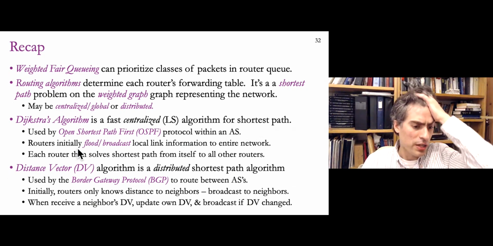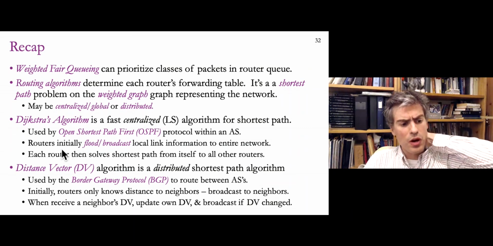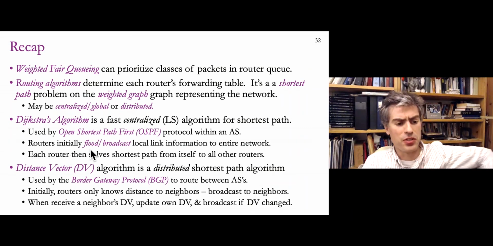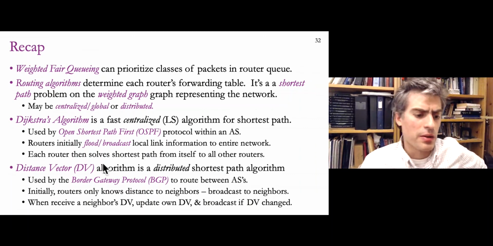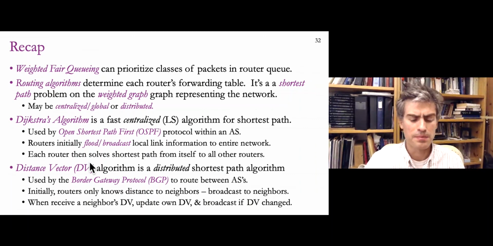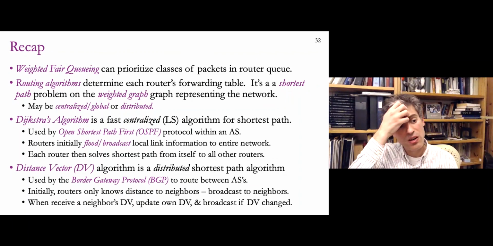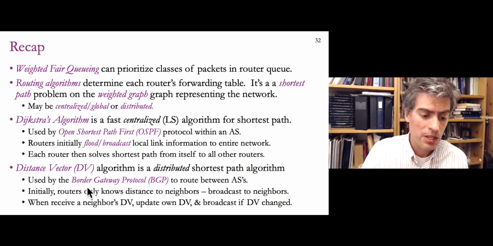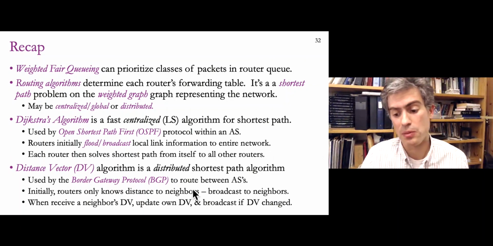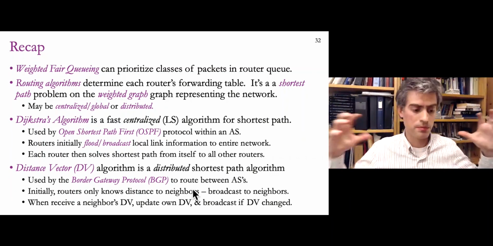To do that, routers can flood link information to the entire network, which we didn't really mention, but I'll come back to that later. And then once the routers get all the information, they can solve this shortest path problem in one place. The alternative to that is based on the Bellman-Ford algorithm, but it's a distributed implementation called the distance vector algorithm, which ends up being used by BGP, the Border Gateway Protocol, which we'll talk about later, which is what connects the internet as a whole.